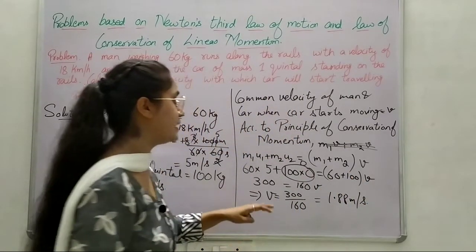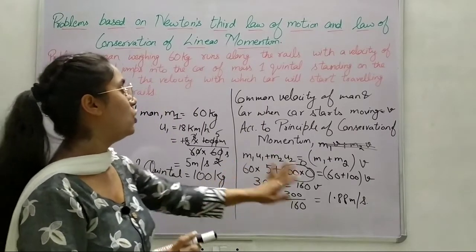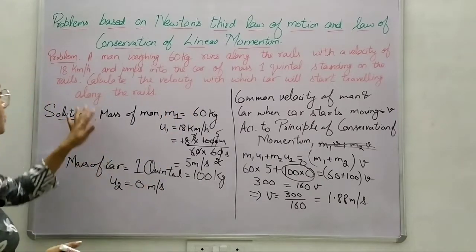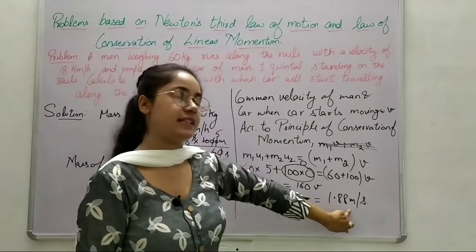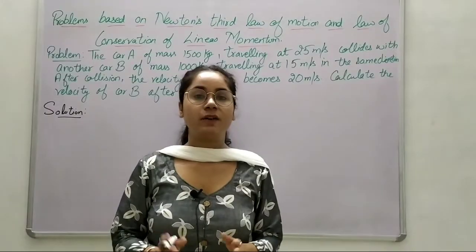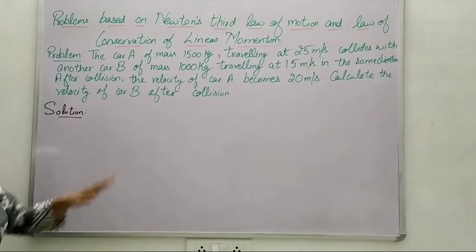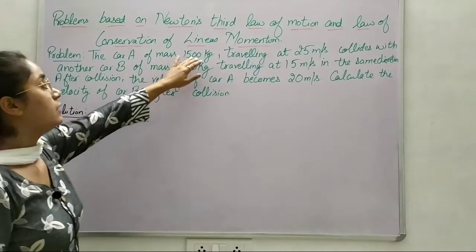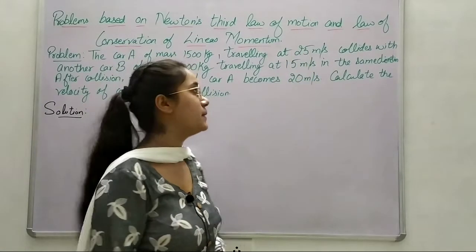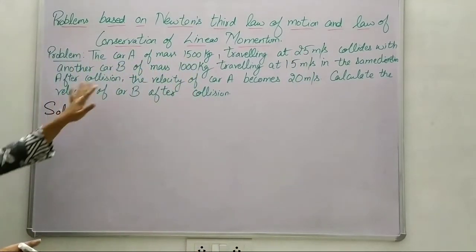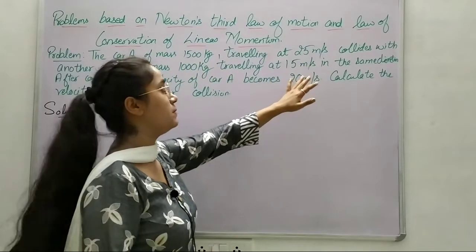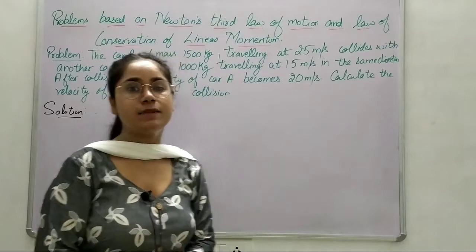Okay, so this is the common velocity of the man and the car. That means the velocity with which the car will start traveling along the rails is 1.88 meter per second. Now in this problem, car A of mass 1500 kilogram is traveling with 25 meter per second, and it collides with another car B of mass 1000 kilogram, which was traveling at 15 meter per second in the same direction.